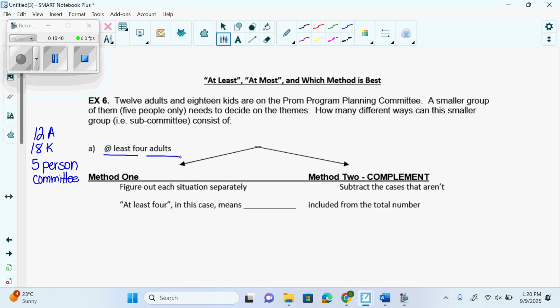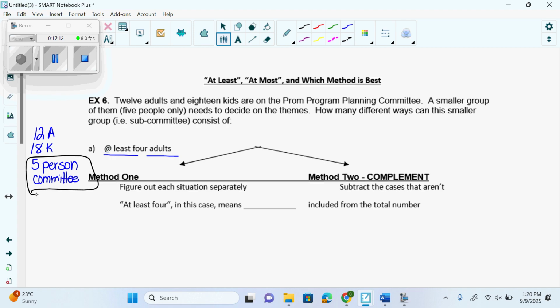Where am I going to stop at? 12? Not 12. Nope. Good guess, though. We're going to stop at 5. Because the committee can only have how many people on it? 5. Yes. So whenever it's at least or at most, you get cases. And cases are ors. So every case is attached by a plus sign, because you either have this case, or you have this case, or you have this case.